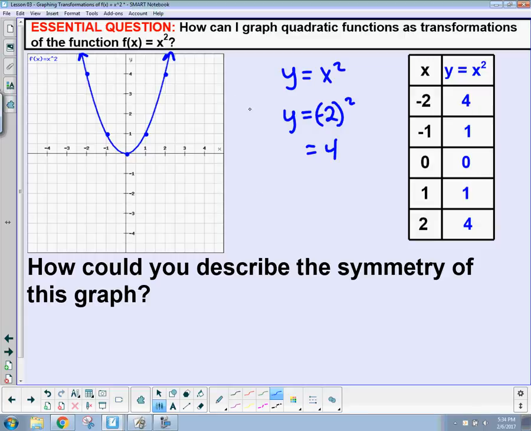Okay? You also need to understand that this graph, this equation, and this table are all one and the same. Okay? We need to be fluent as far as jumping from one to the other. Okay? How could you describe the symmetry of this graph? Well, right down the middle, y-axis. The vertical lines are going to be x equals something, in this case 0. Notice it goes through the vertex. Okay? Symmetry is always through the vertex. Let's keep going.